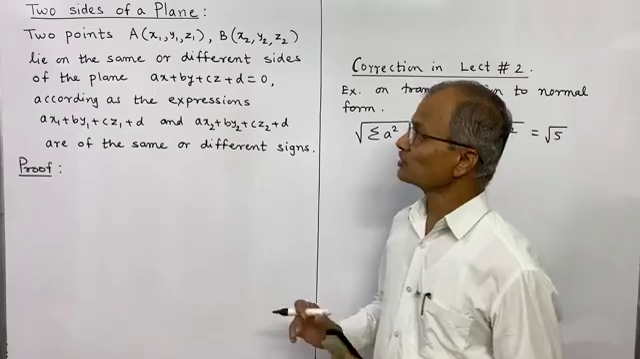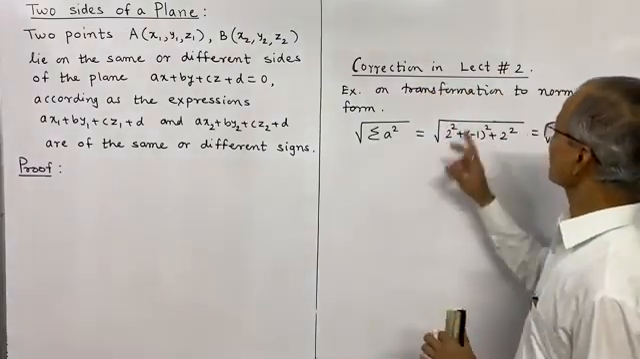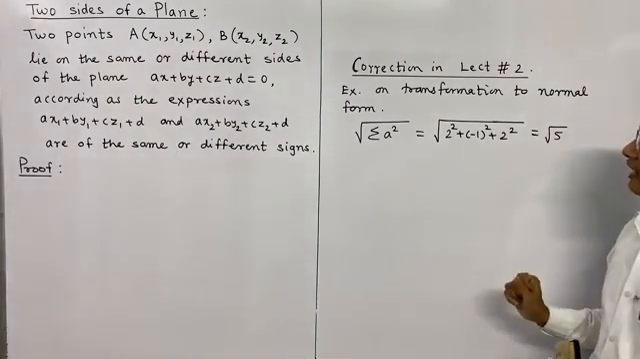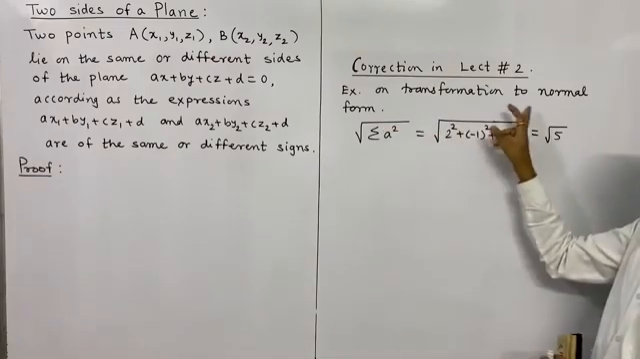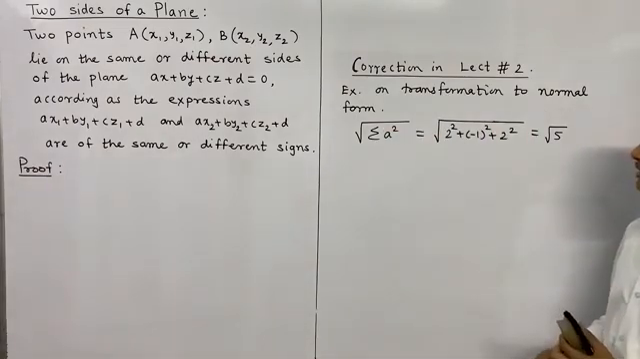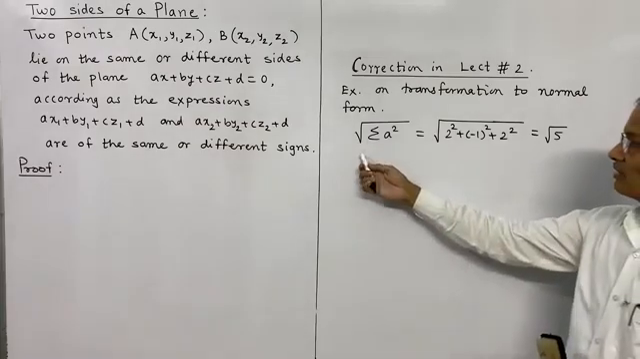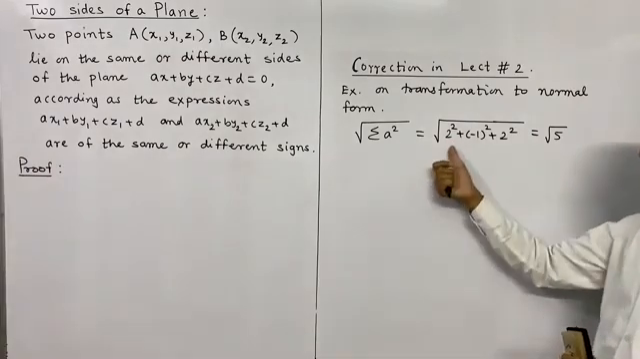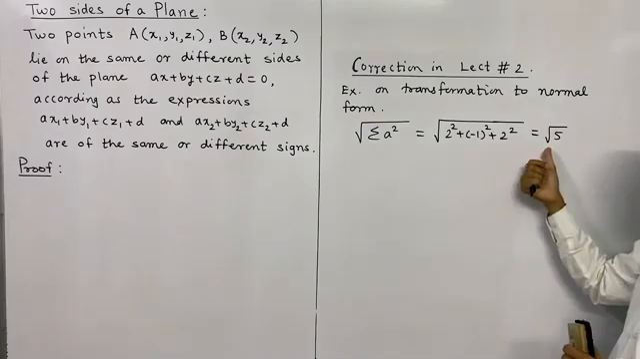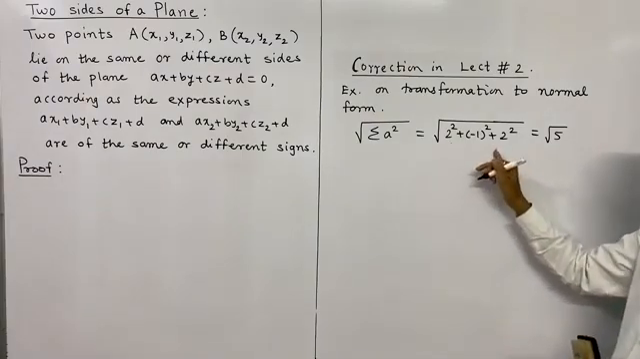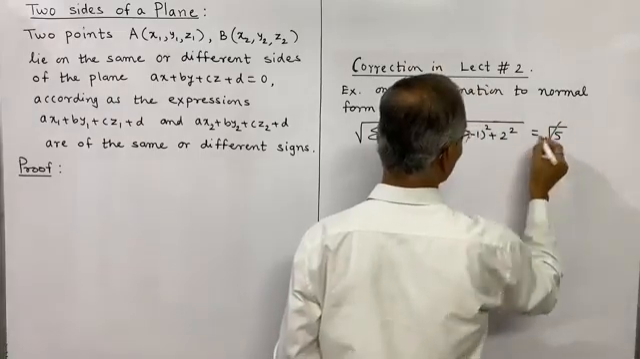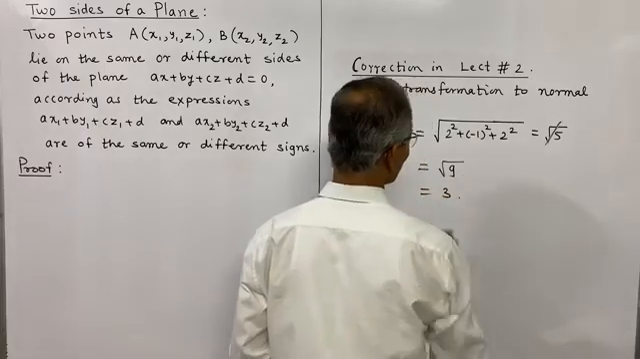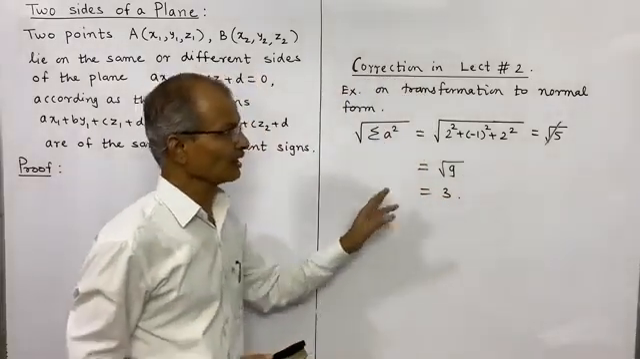But before starting this, there is one correction in lecture number 2 that was suggested by Supriya Pandit, on the example on transformation to normal form. There we solved one problem in which I have written the root of summation a square, that is the root of a square plus b square plus c square, which is this quantity. By mistake I have written this quantity as root 5, but it must be root 9, which is equal to 3. So please make this correction in lecture number 2.